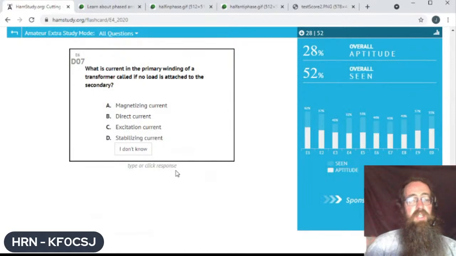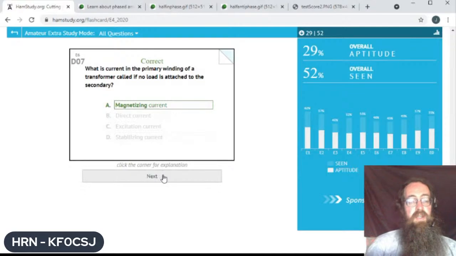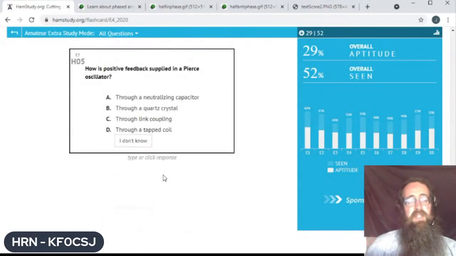What is the current in the primary winding of a transformer called if no load is attached to the secondary? So I got this wrong the last two times. So it is magnetizing. It's basically taking the electricity and inducing a magnet in the core as it waits for a load on the secondary. At least that's how I'm thinking about it.